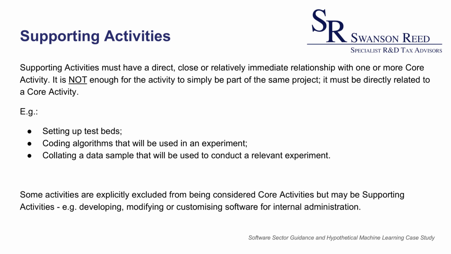Supporting activities are those which do not meet core activity eligibility criteria, but that have a direct, close, or relatively immediate relationship with one or more core activity. It is not enough for the activity to simply be part of the same project. It must be directly related to a core activity. For example, setting up test beds, coding algorithms that will be used in an experiment, or collating a data sample that will be used to conduct a relevant experiment.